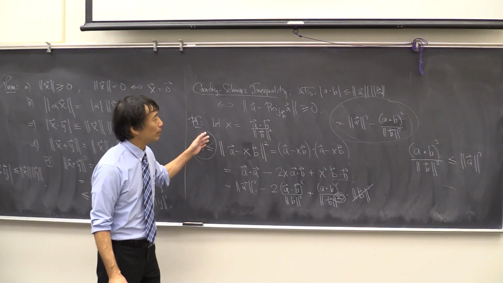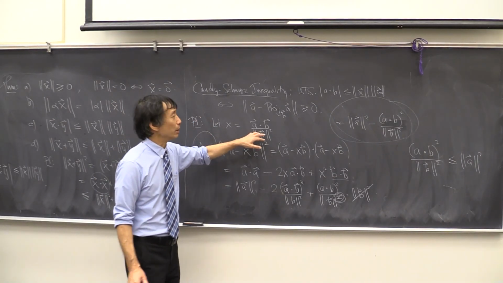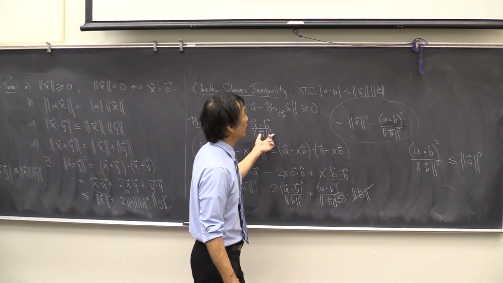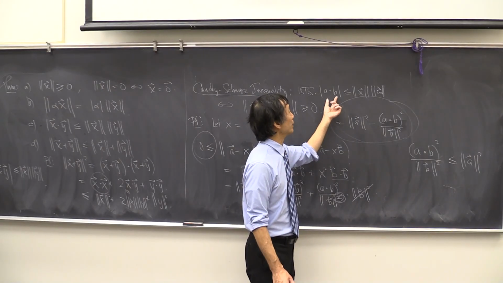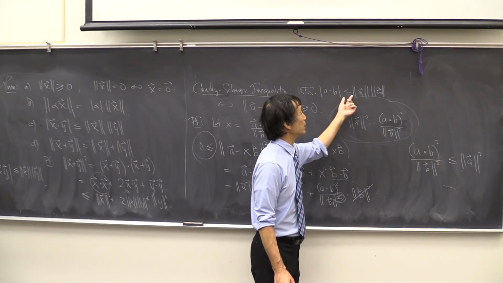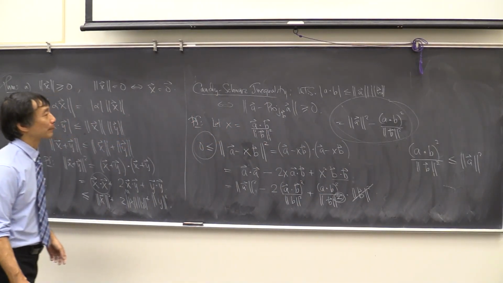Okay, so I've cheated a little bit because I've assumed that B was non-zero. But if the magnitude of B is 0, then the Cauchy-Schwarz inequality is trivial, right? Because that would mean that B is the 0 vector, and certainly A dot the 0 vector is less than or equal to 0. So you don't have to worry about that.